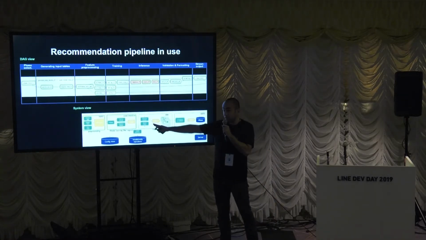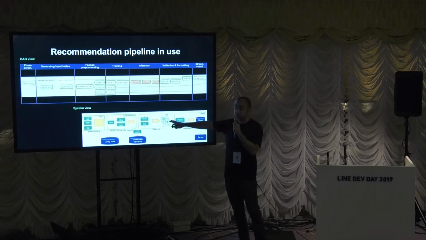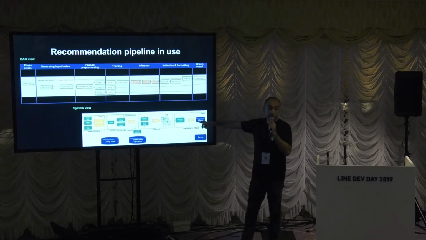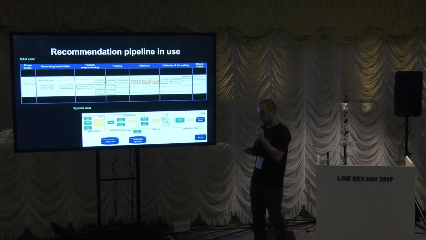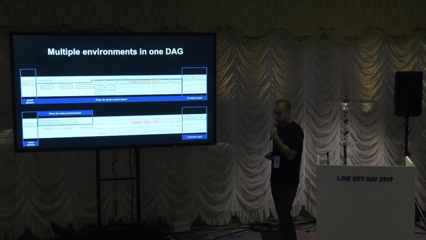We use Spark for pre-processing. Then we do training, which is local machine training. Then we do inference in Kubernetes. And after that, everything goes through Kafka to HBase. So this is a general view.